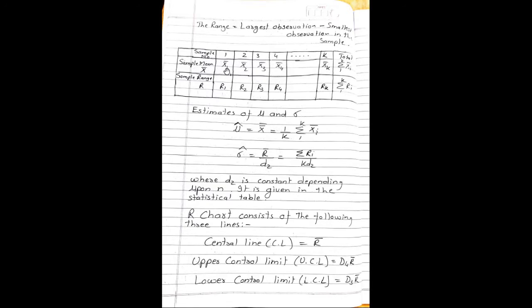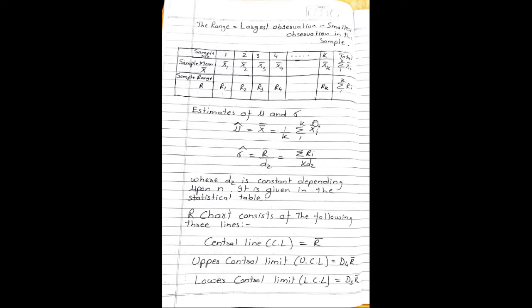For the sample means we will find x1 bar, x2 bar, x3 bar, x4 bar up to xk bar. We have to find the sample mean total also, so summation xi bar. Then we will find the sample ranges R1, R2, R3, R4 up to Rk. We need the sum total of the range column also.